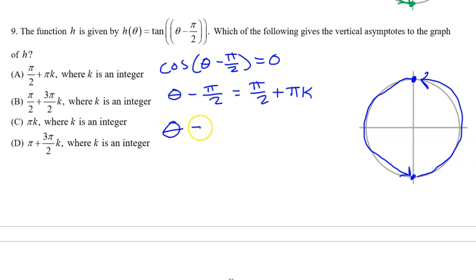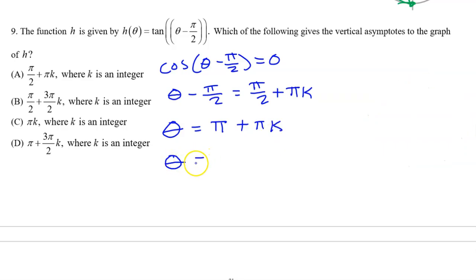So we have theta equals. But if you add pi over 2, let me just show this for a second. We're adding pi over 2 to both sides. These are like terms. Pi over 2 plus pi over 2 is 2 pi over 2, or simply pi. So when you add pi over 2 and another pi over 2, you get pi. So this becomes pi plus pi k.